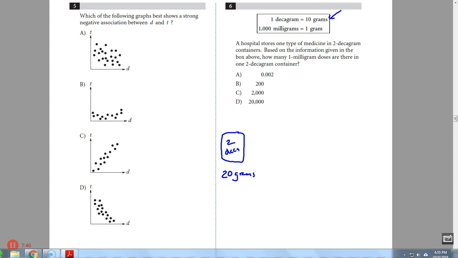How many 1 milligram doses are there in that container? Well, if 1,000 milligrams is in 1 gram, 1,000 in every single gram, and there's 20 grams, I'm going to multiply 20 times 1,000 for a grand total of 20,000 milligrams, mg. So I believe the correct answer here is D.